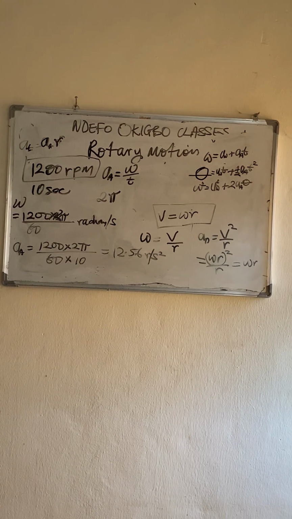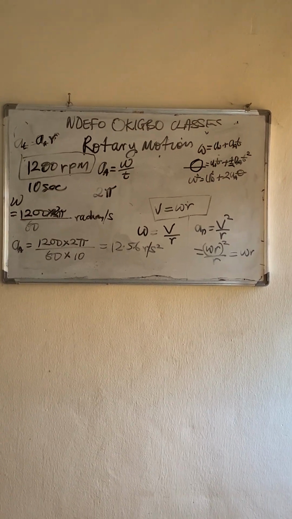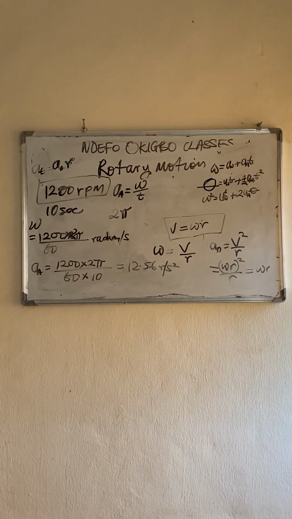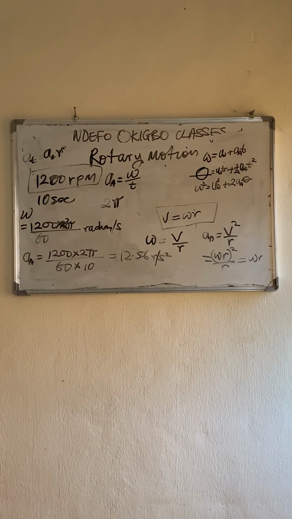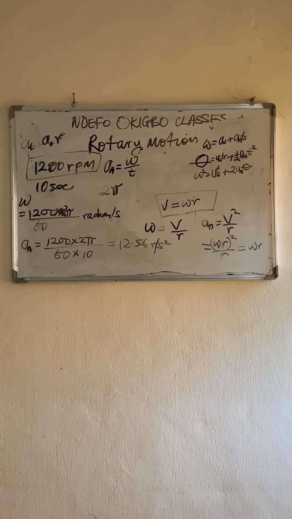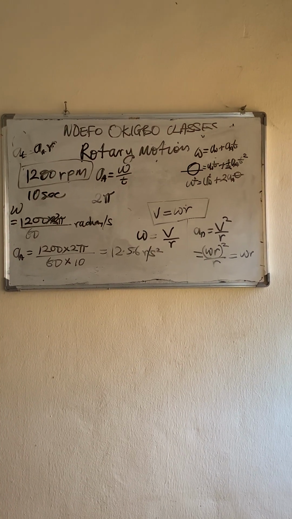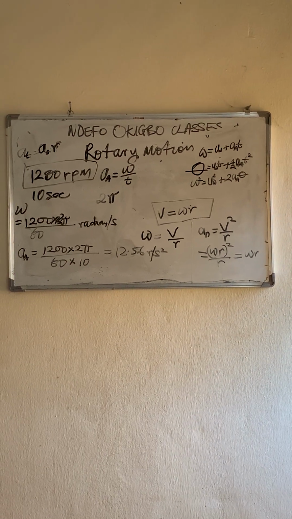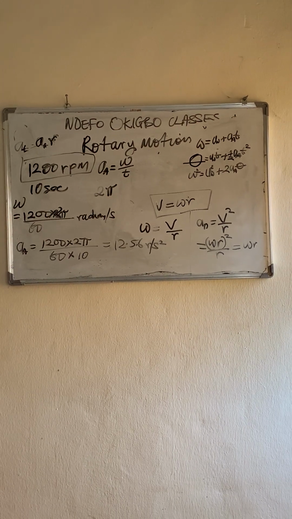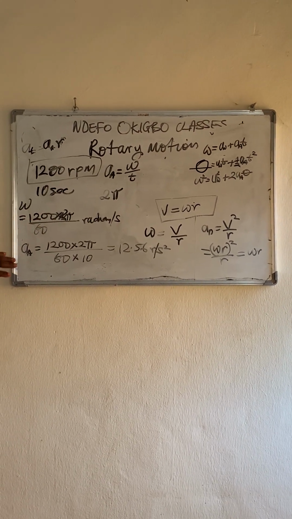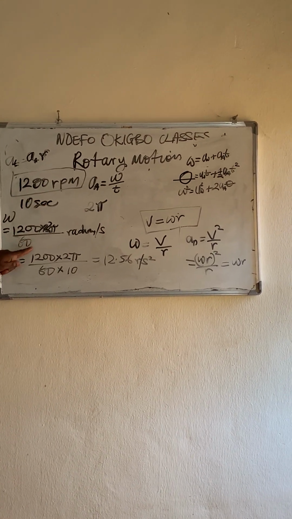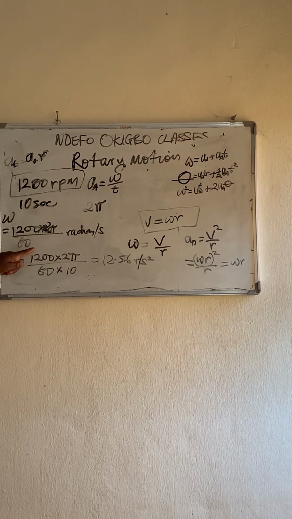So the question says, the rotating part of an electric motor on starting achieves an angular velocity of 1,200 revolutions per minute in 10 seconds. He said, determine the angular acceleration. Already he has given us the angular velocity, 1,200 revolutions per minute. The only thing is that the time was given in seconds, so this has to change to seconds.